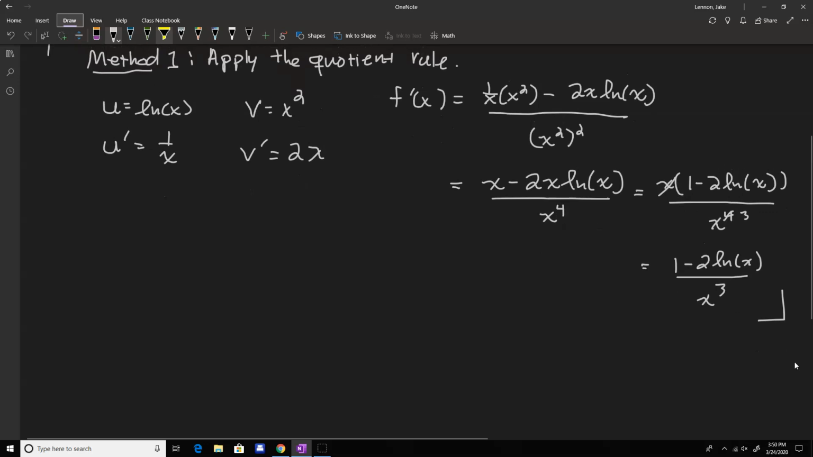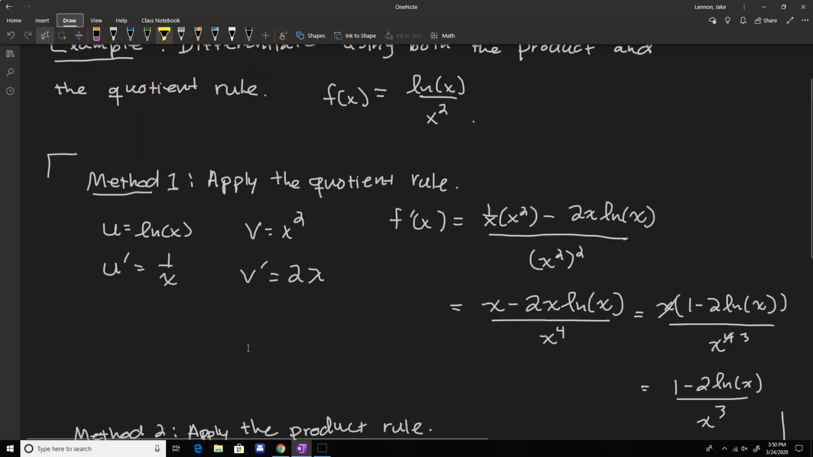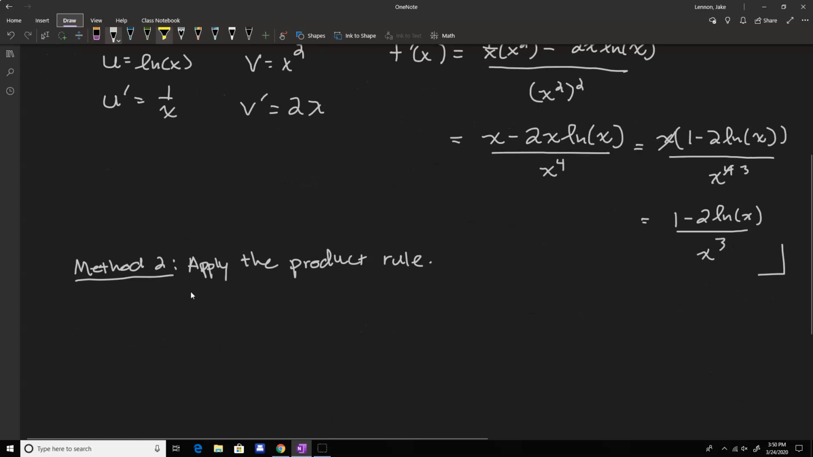So the second method is using the product rule. As is, we cannot apply the product rule to the function as it's written, but we can use some algebra to rewrite it, and in doing so, we can make the product rule available to us. So how do we do that? Well, f of x was originally what? It was natural log of x over x squared. So we can rewrite f of x as, so it was natural log of x over x squared.